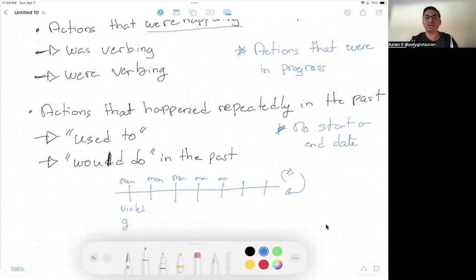But maybe I used to eat meat only for a year. Like maybe I did it for 2 years and I stopped. Like you have no idea. There's no start or end date. Okay.